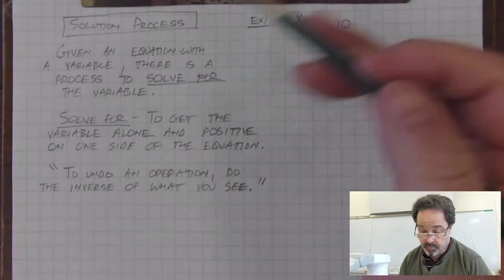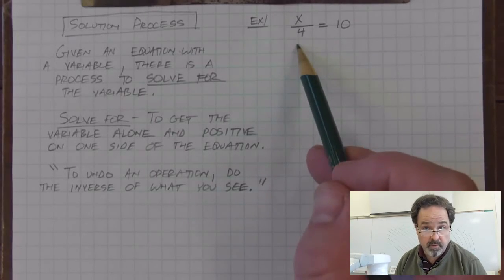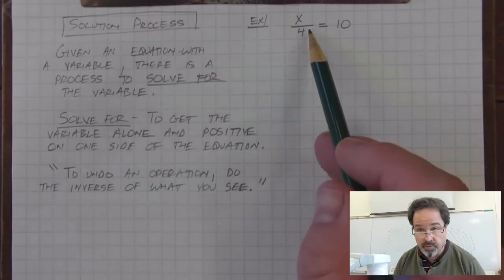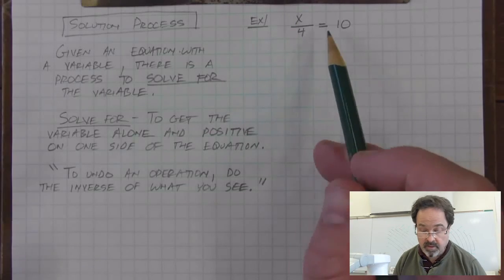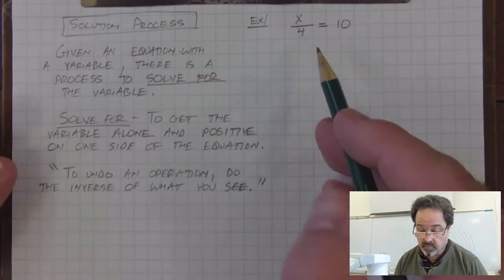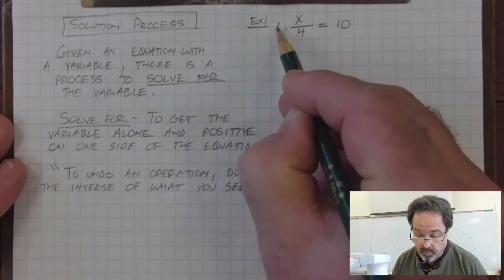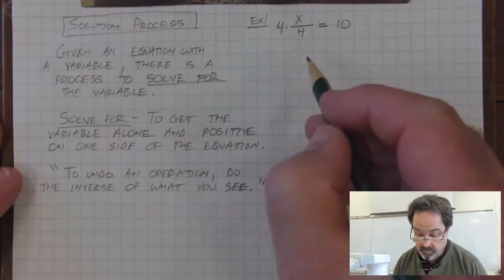In our example, we see that x is being divided by 4. We want to undo the division by 4 to get x by itself. The inverse of division is multiplication. So if I multiply by 4, I'll undo the division by 4, leaving x.